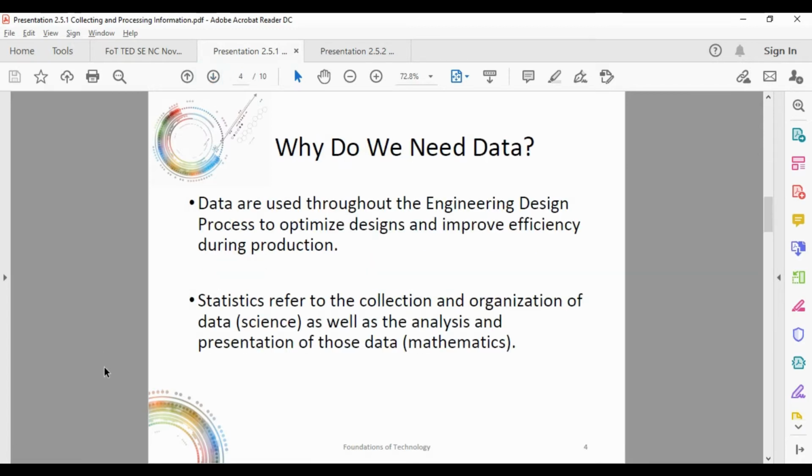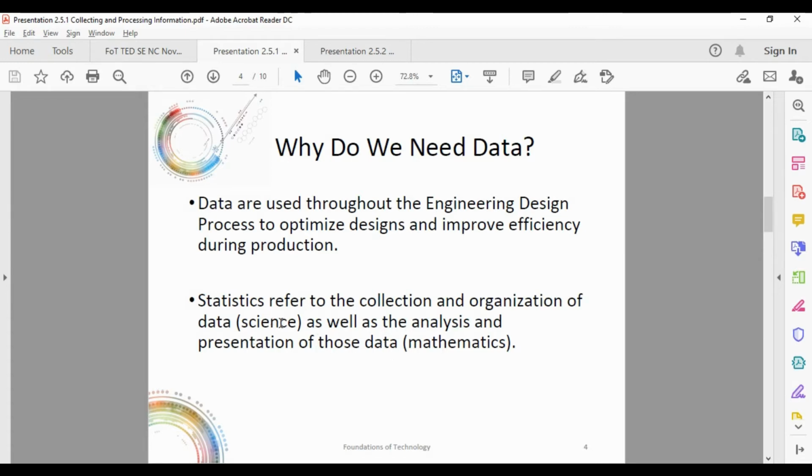So data is used throughout the engineering process to optimize designs and improve efficiency during production. So this idea of optimizing design and improving efficiency, you're just going to hear me refer to it as make a product better, because this is a very wide array of things. Statistics refer to the collection and organization of data, as well as the analysis and presentation of those data.